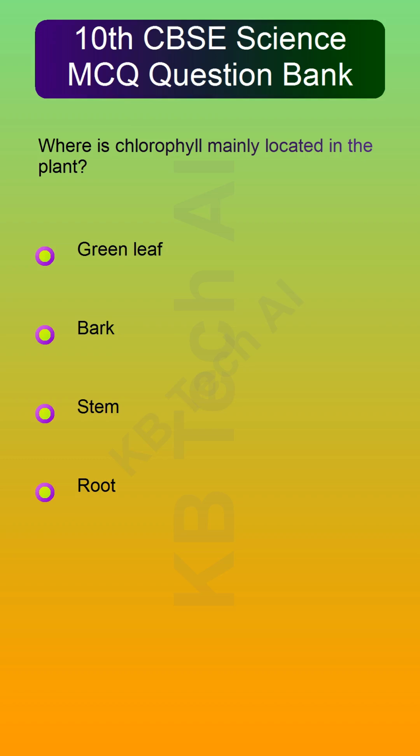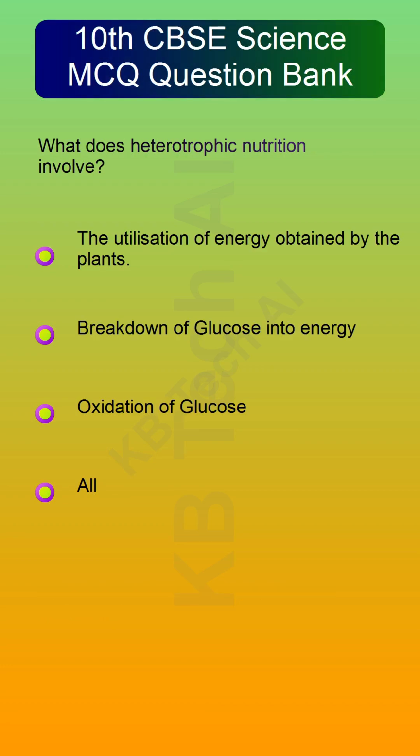Where is chlorophyll mainly located in the plant? Option 1, green leaf. Option 2, bark. Option 3, stem. Option 4, root. The answer is, option 1, green leaf.